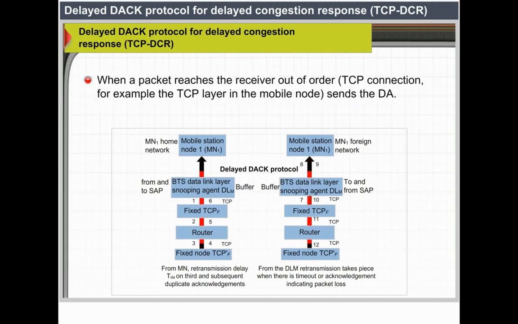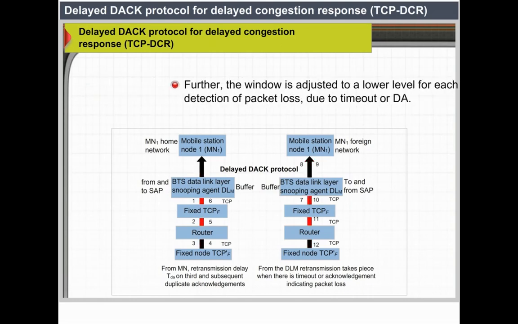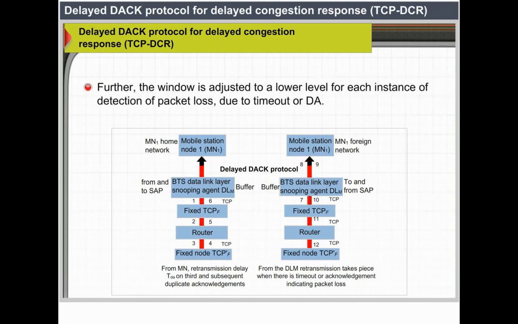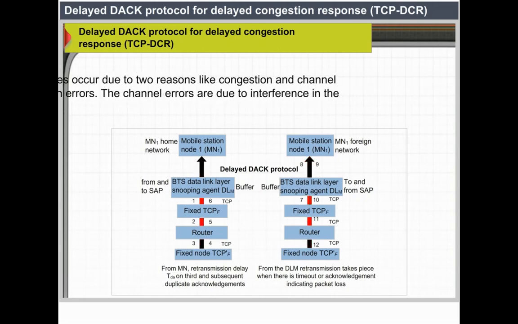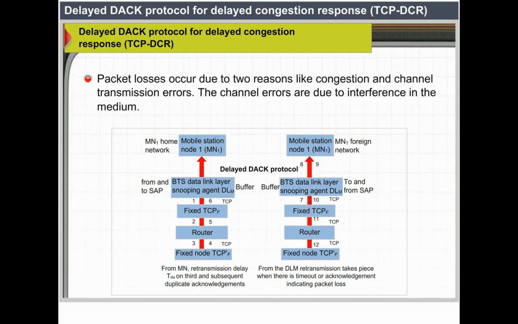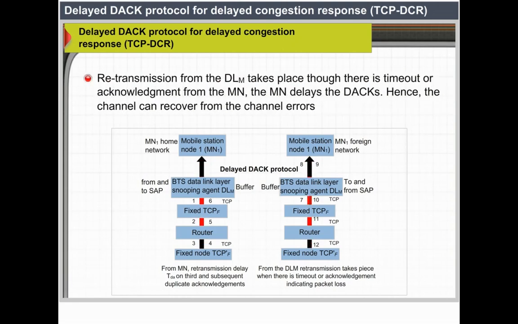When a packet reaches the receiver out of order, the TCP layer in the mobile node sends the DACK. Further, the window is adjusted to a lower level for each instance of detection of packet loss, whether due to timeout or DACK. Packet losses are due to two reasons: congestion and channel transmission errors. The channel errors are due to interference in the medium.